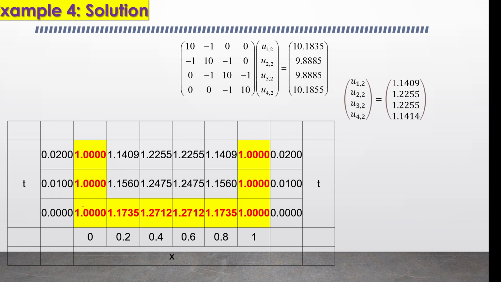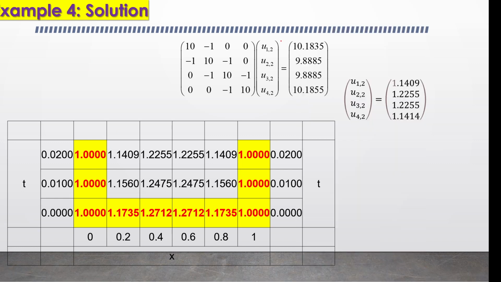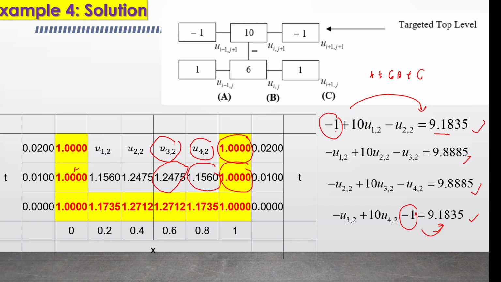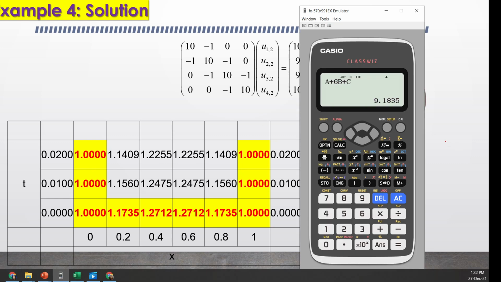Second and third equation, there's no change. For first level and second level, the coefficients from matrix A are always the same, only the vector B changes. And this is U12, U22, U32, U42. You see one example, you can key in and compare here. -1 added up, so 10.1835. The last one also 10.1835. And then you can put it into the calculator.